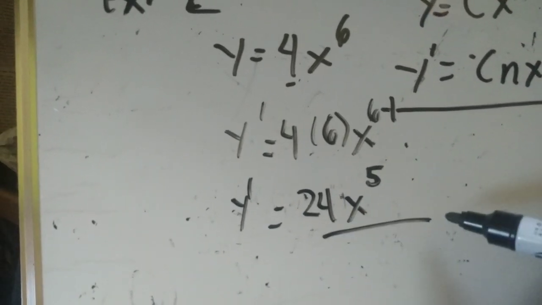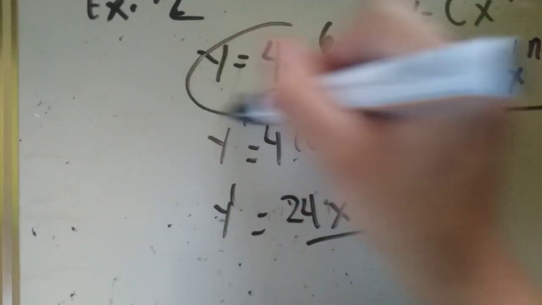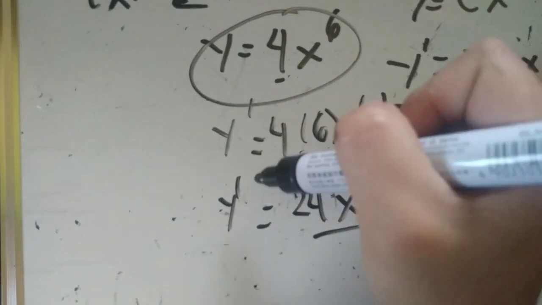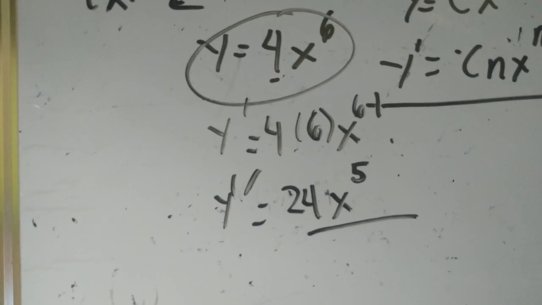So this would be the derivative of this given. So y prime equals 24x raised to 5.